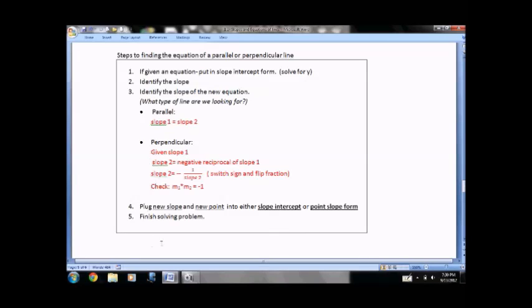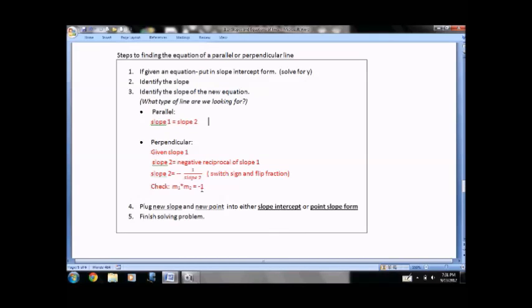With a perpendicular line, given that you already have a first slope, your second slope is going to be what we consider the negative reciprocal of the first slope. Or in other words, you're going to take your first slope, flip it, and switch the sign. If you want to check that you have the correct slope, multiply your first slope by your second slope, and you will get -1.